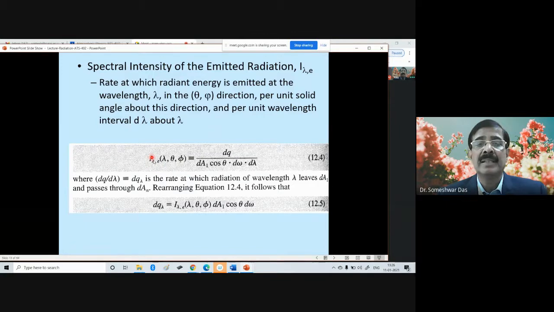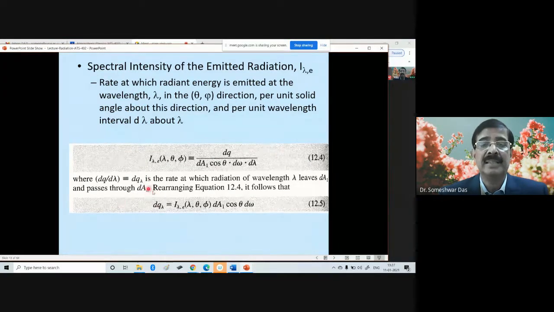I lambda E is the spectral intensity of the emitted radiation, which is a function of lambda in the direction theta and phi, equal to the ratio of dq over dA1 cos theta d omega d lambda, where dq divided by d lambda is actually denoted as dq lambda, the rate at which radiation of the wavelength lambda leaves the solid area dA1 and passes through several such solid surfaces in the direction of the radiation indicated by dAn.